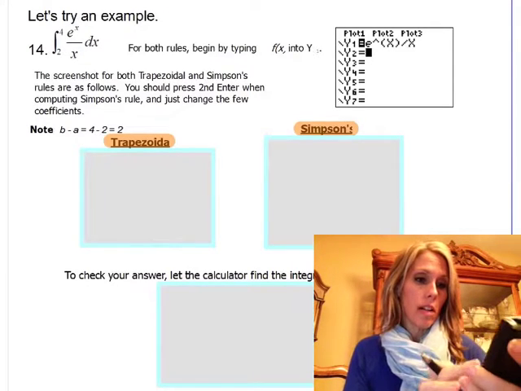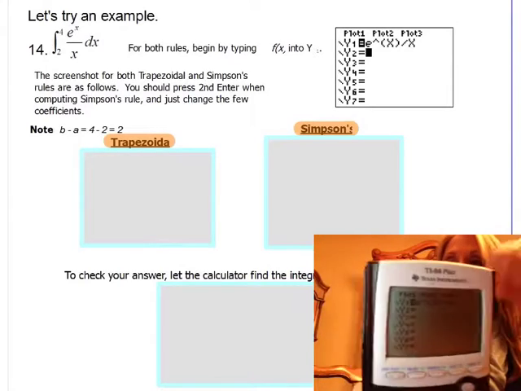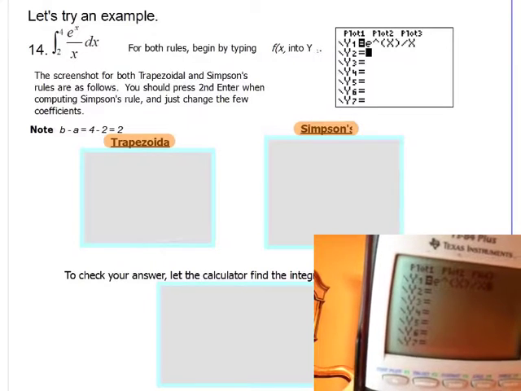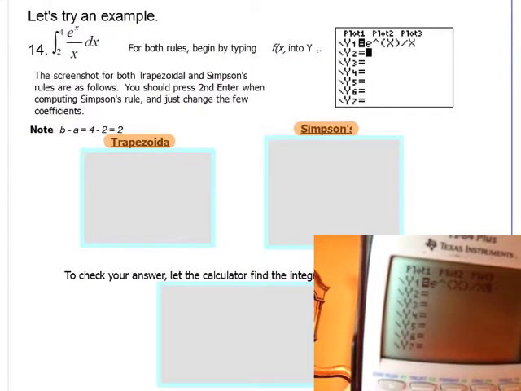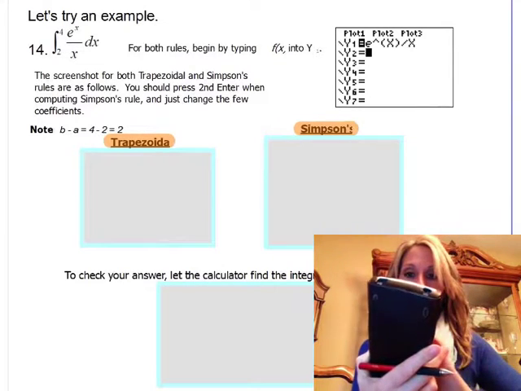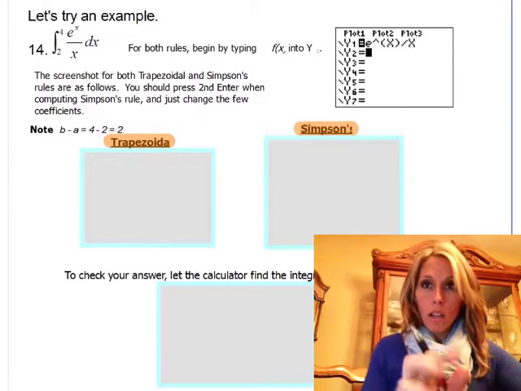So you want to start out by having that in your y equals, which for some reason this has a huge glare. Okay, there we go. So you want to make sure you have the function in your y equals. And then I'm going to probably pause this as I start to put in the rest of it, because it can be a little bit time consuming. But we're going to start with our b minus a over 2n.